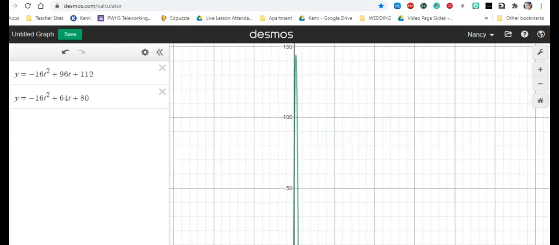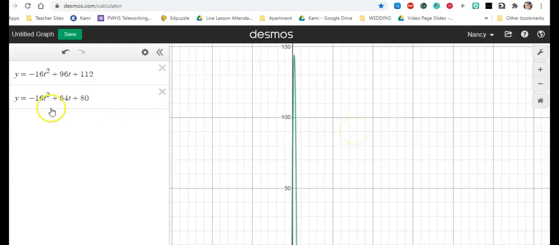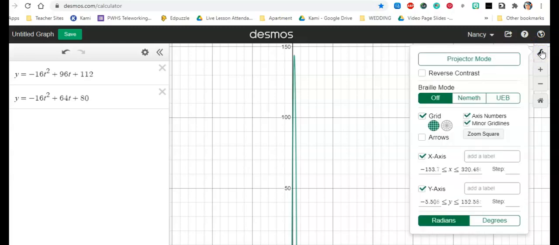Because the A value is negative 16. So it makes it really skinny because it's that vertical stretch of 16. And so here's what you need to do, and this will work on all the rest of them. Go to this wrench thing over here, which is your settings, okay?